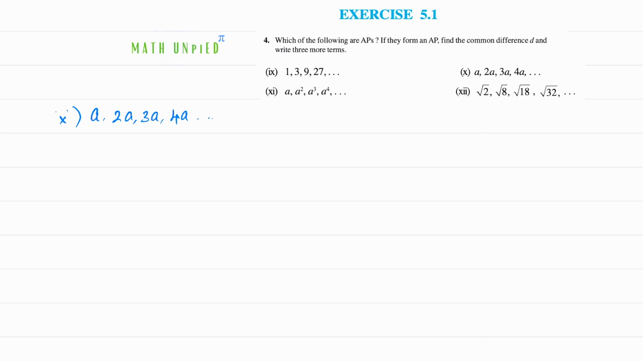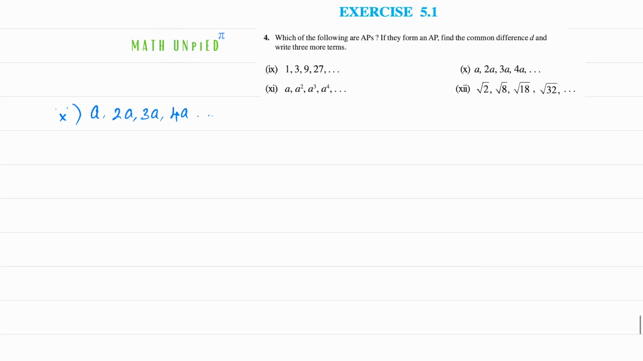Let's do subdivision 10. This is A, 2A, 3A, 4A and so on. So as usual, we'll find the difference between the successive terms. Let's take the first two terms. So D equals A2 minus A1. This is 2A minus A, which is equal to A.